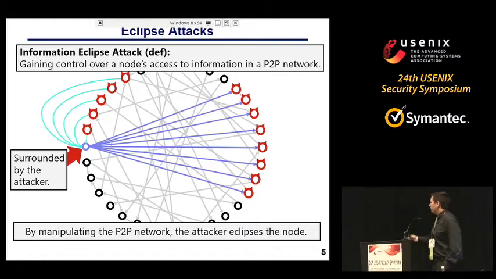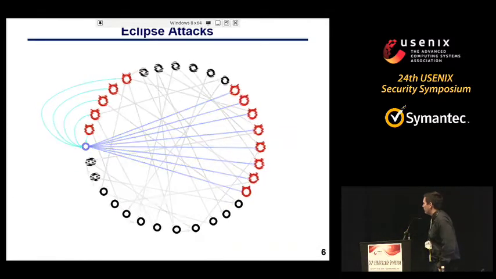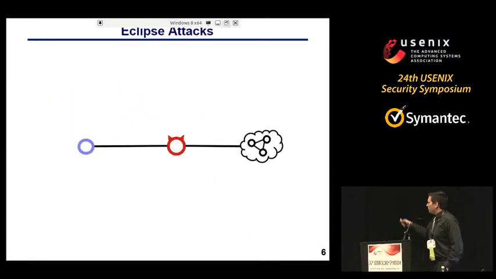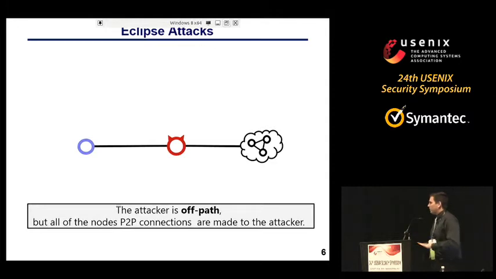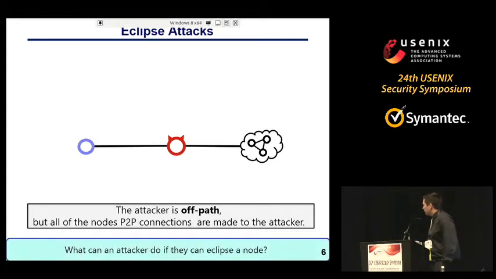And so normally attackers are not in this position. What I'm going to talk about later is how attackers can get into this position. But before I do that, I want to explain why this is so bad once a node has been eclipsed. We can redraw that picture so the attacker is sitting in the middle between the purple node and the rest of the network. But this doesn't mean the attacker is an on-path attacker. It just means that all of the purple node's connections are to the attacker, so the attacker can decide what the purple node sees. So what bad things can you do if you eclipse a node?